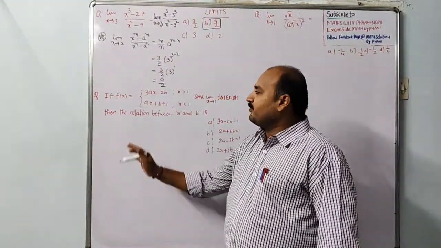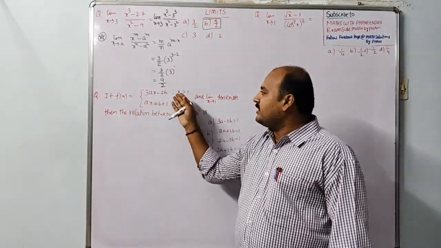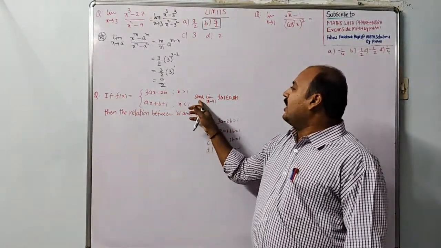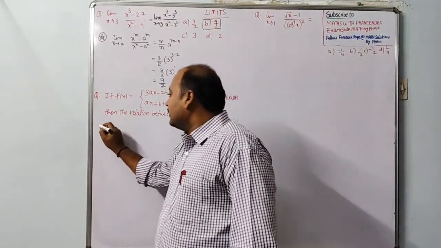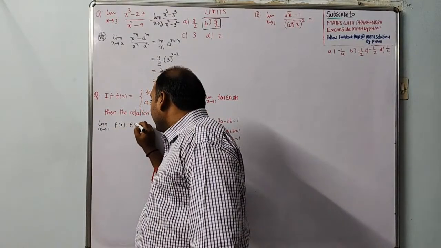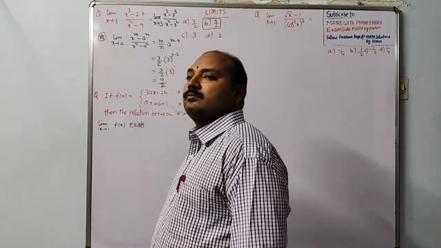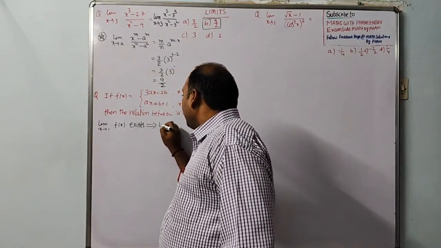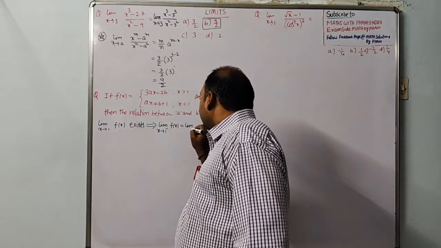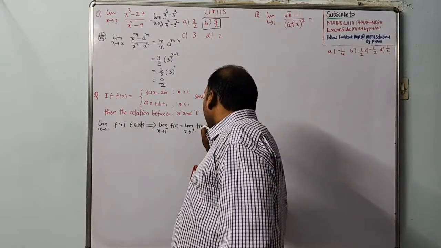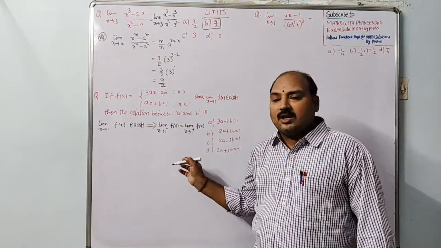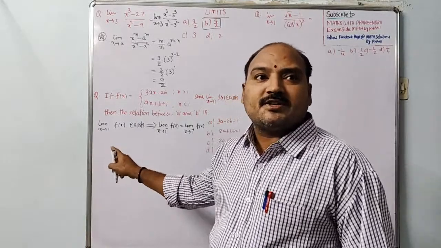Now come to this question. If f of x equal to 3ax minus 2b when x is greater than 1, ax plus b plus 1 when x is less than 1, and limit x tends to 1 f of x exists. See, when limit x tends to 1 f of x exists, that implies that limit x tends to 1 minus f of x should be equal to limit x tends to 1 plus f of x. Whenever left hand limit and right hand limit exist and both are equal, then only limit exists at the point x is equal to a.